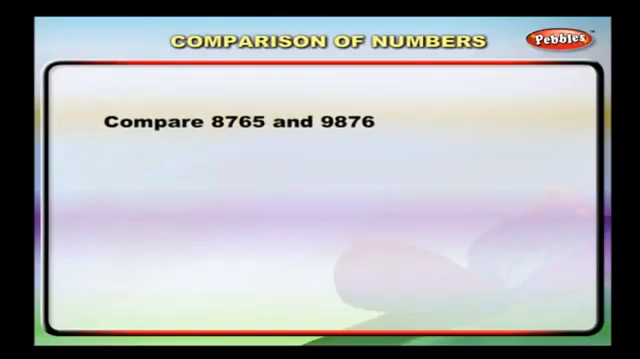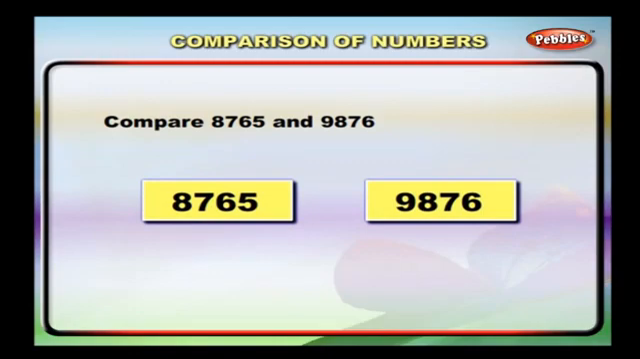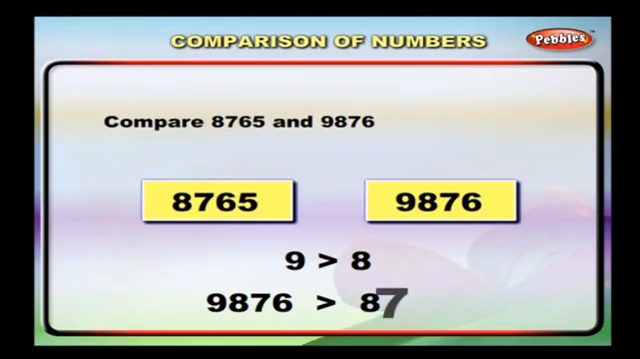Let us see an example. Compare 8765 and 9876. Both the numbers are 4-digit numbers. Compare their digits at the leftmost place. The digit is 8 in the first number and 9 in the second number. So you know 9 is greater than 8. So 9,876 is greater than 8,765.